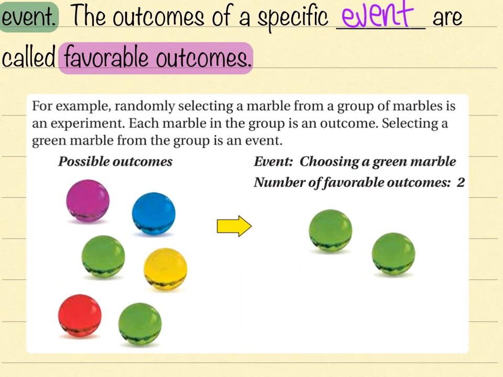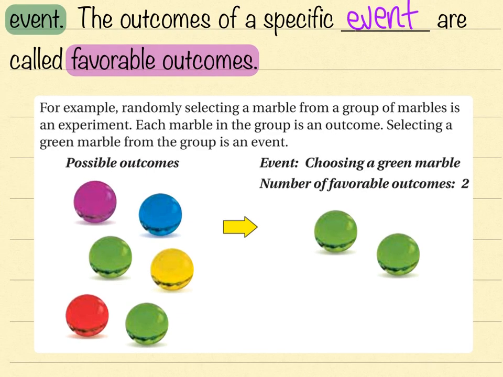So just an example of what we're talking about here. It says, for example, randomly selecting a marble from a group of marbles is called an experiment. I want to get a marble out of here. That's the experiment. Each marble in the group is an outcome. So I have 6 outcomes. Not all of them are different. There are 6 marbles, but I have 2 green marbles. You can see them here. Okay, so even though it's a repeat, it's still 6 outcomes, but I really just have 5 different colors.